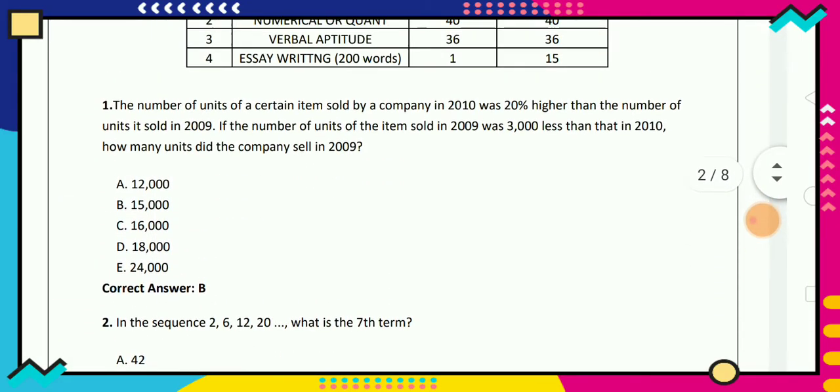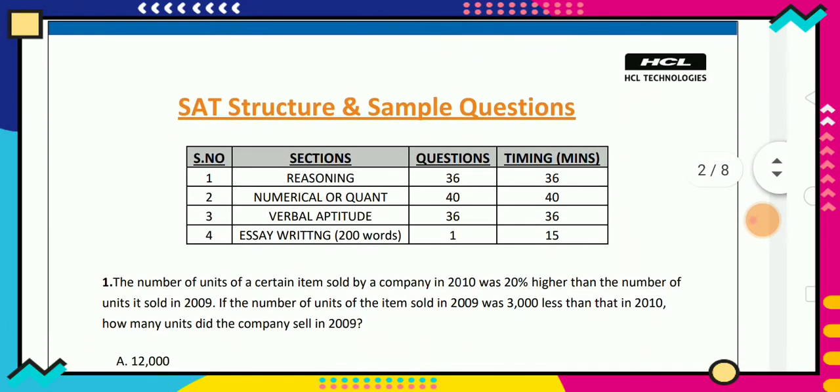The exam will be in 4 parts, guys, like I already mentioned. First part will be verbal aptitude, second part will be numerical aptitude, with 40 questions. Third part will be reasoning. Fourth part will be essay writing. I already told you what questions will come in verbal aptitude.